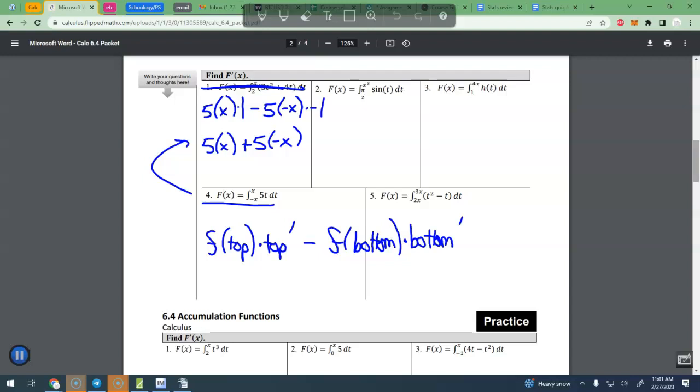Alright, try number 5 if you haven't yet. So you don't have to plug into the bottom if what you have on the bottom is a constant. If it's a constant, you don't have to plug in because you're going to end up multiplying by 0. Some people treat that as a separate rule. To me, it's easier to just remember one rule and process through it every time.